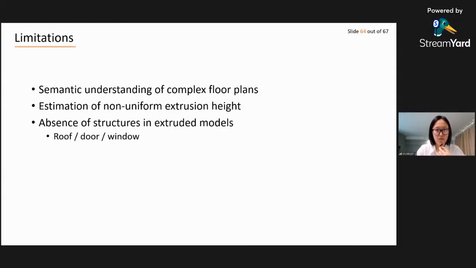The quality of the reconstructed floor model is affected by the presence of structure with heterogeneous heights. The current pipeline, however, considers only a uniform extrusion height. The absence of building structures, such as roof, door, and windows, result in discrepancy between the extruded model and the point cloud. This indicates that we need to add to the pipeline additional steps for reconstructing the missing structures.